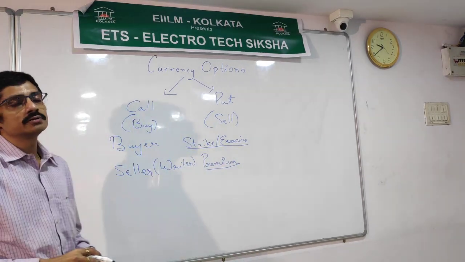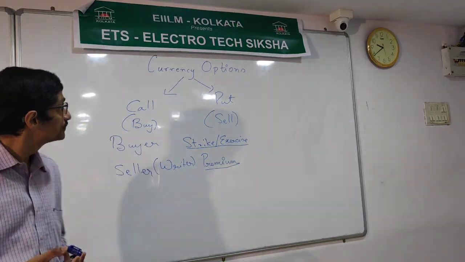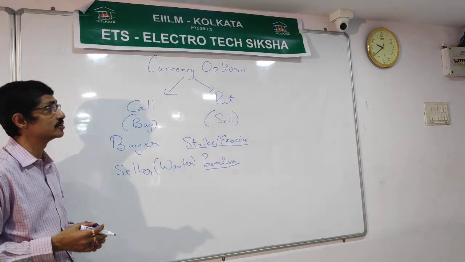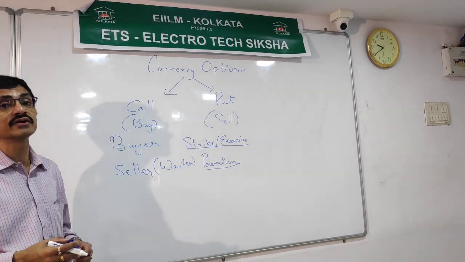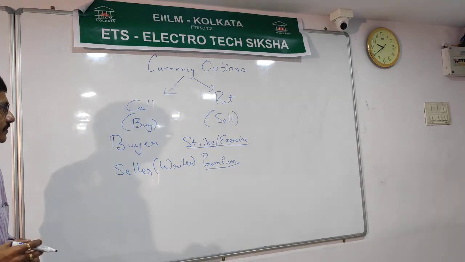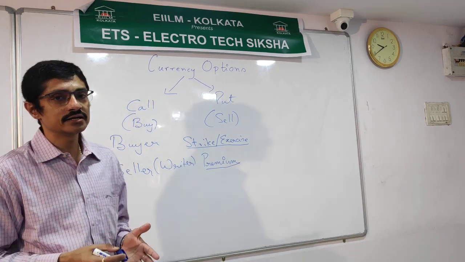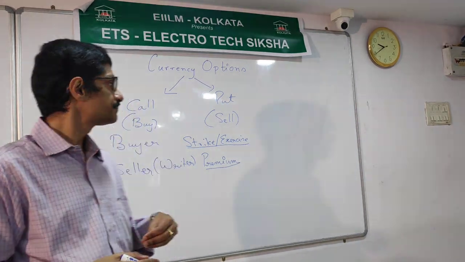Options are highly popular in the equity market, where we have index options and stock options. They are there in the currency market where we have currency options, and nowadays we also have commodity options on gold, silver and other commodities. Now we'll see how these option instruments are traded and how they are going to help us.